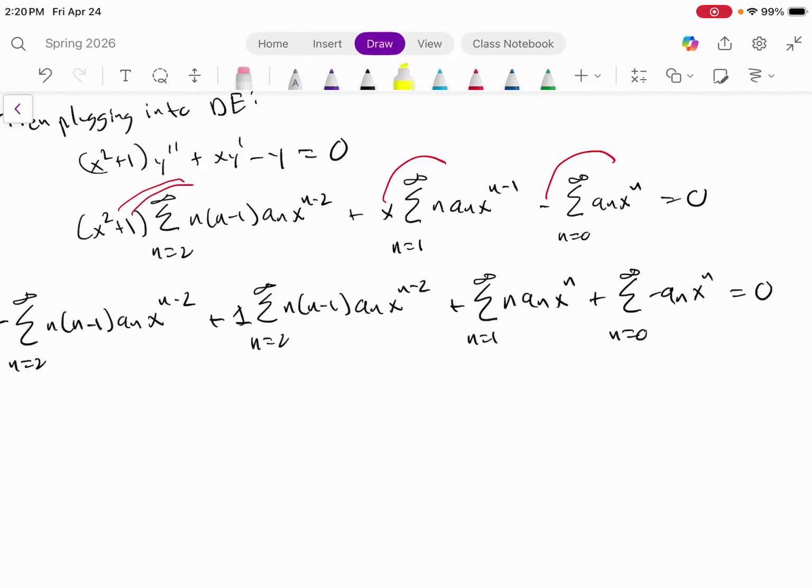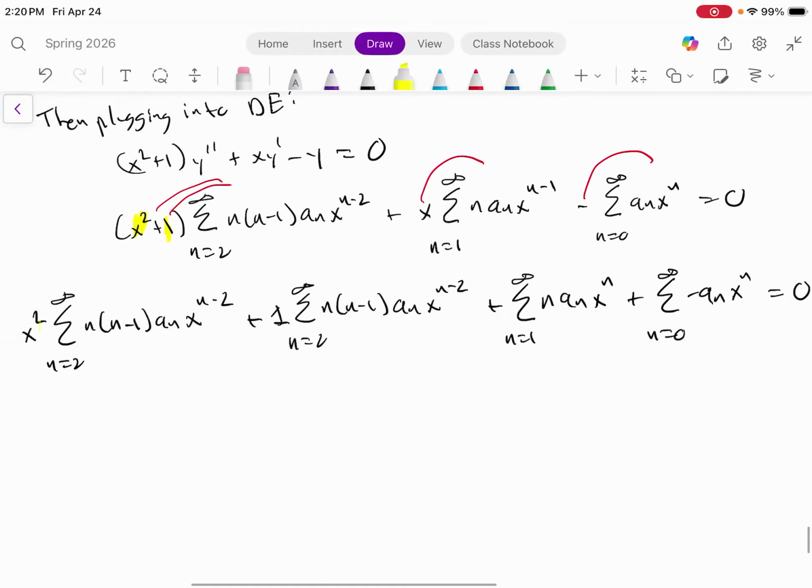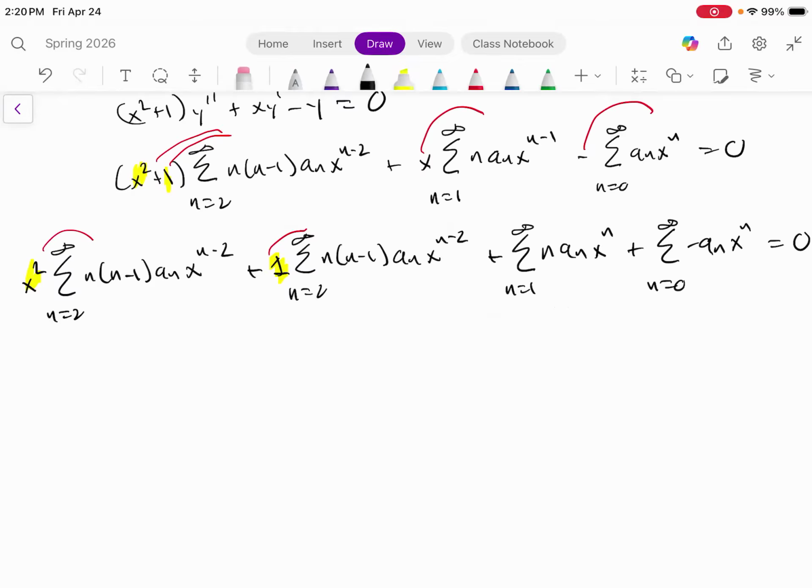Okay, so just be careful with your algebra here, because we are splitting this up. Both of those terms are multiplying the same power series. So let's go ahead and distribute those terms in now. x squared and the 1. We don't have to do anything with the 1, so we're just worried about the x squared.